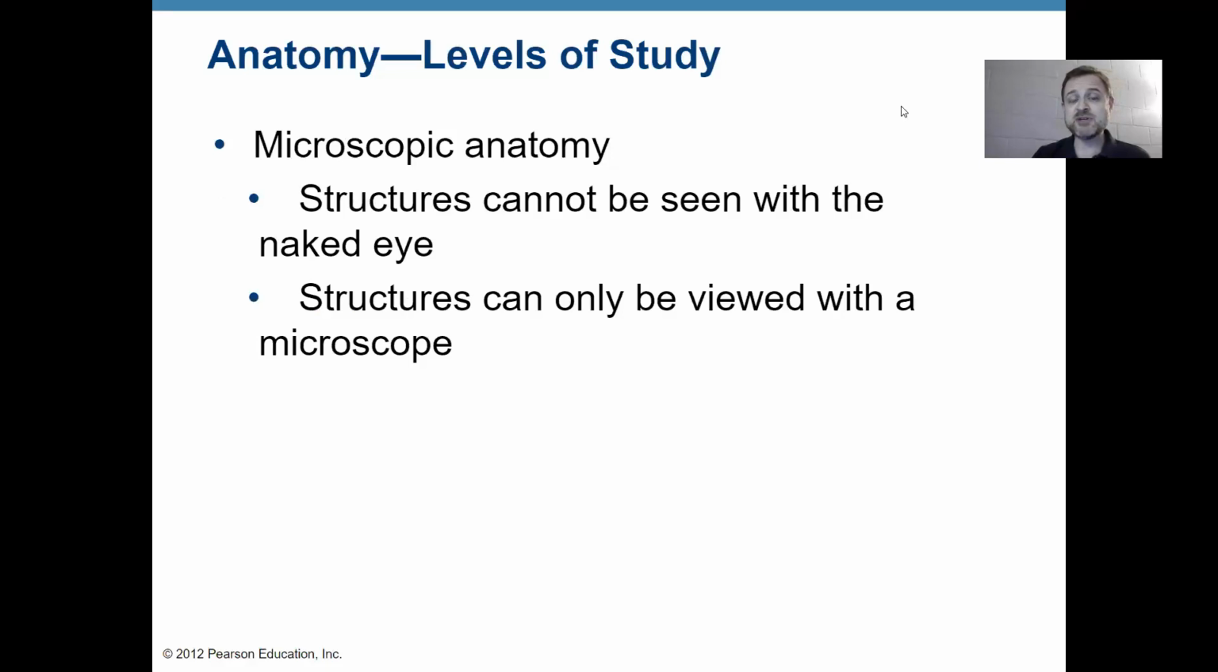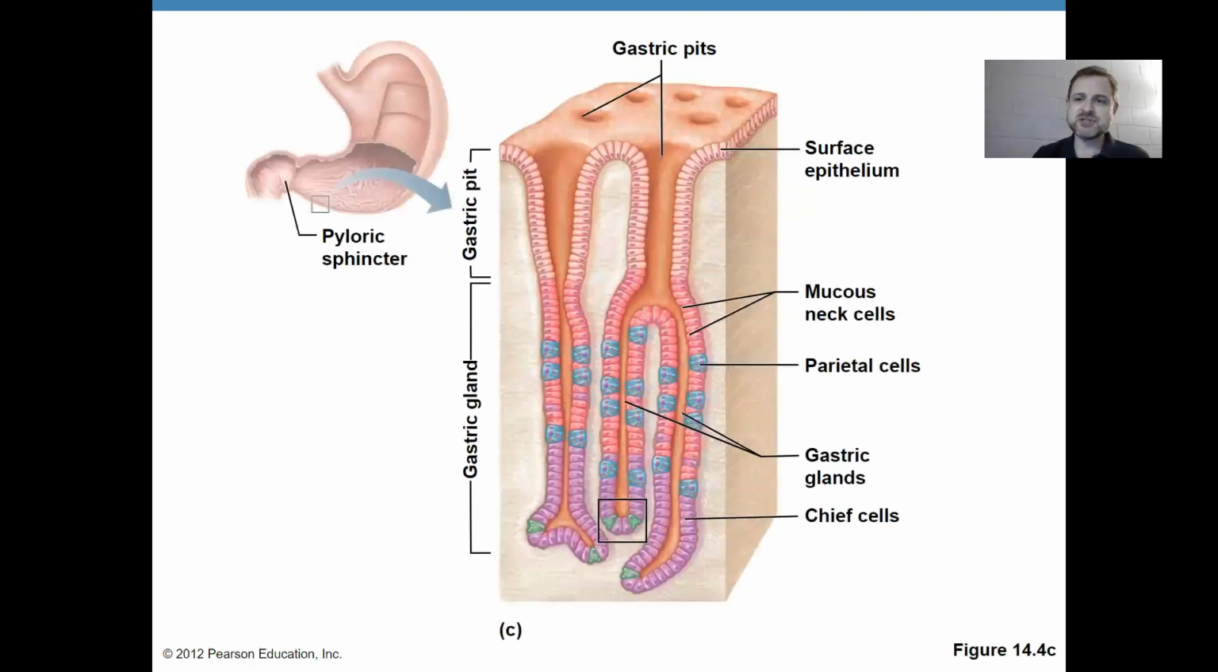Microscopic anatomy would be structures that you can't see with the naked eye, things that you need a microscope to view. This slide, for instance, shows some microscopic anatomy of your stomach and your digestive system. And notice lining the stomach are these things called gastric pits, which look very, very small. They might be small, but they're also very, very deep.